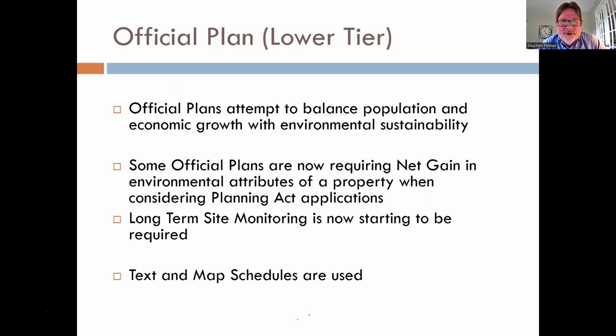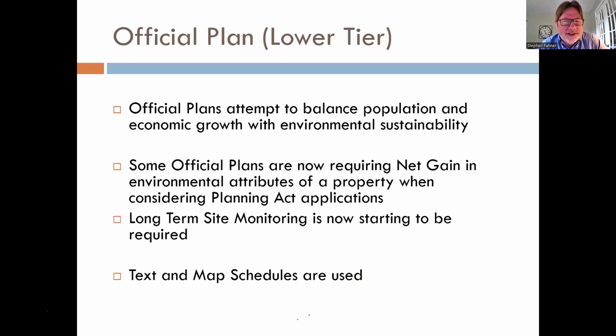So the lower tier official plans attempt to balance population and economic growth with environmental sustainability. I think as the old beer commercial says, it's all about balance, and official plans try to do the same, even though I sort of hate to compare it to a beer commercial. But anyways, maybe there are times when reading it might be wise to have a good beer, I don't know.